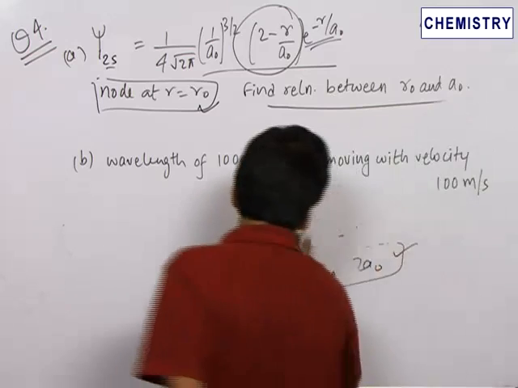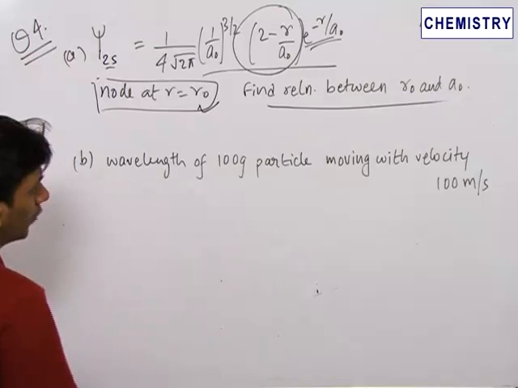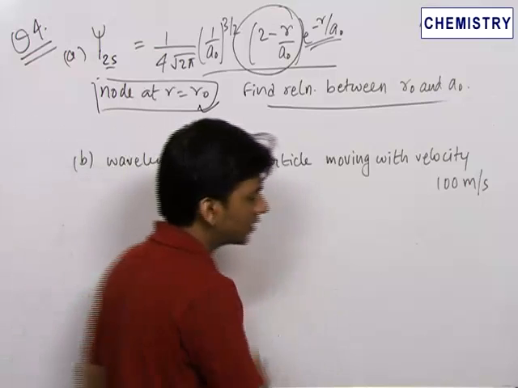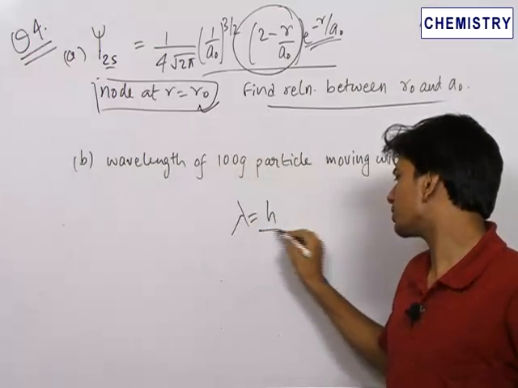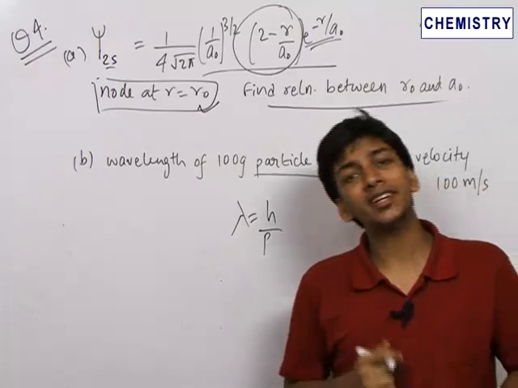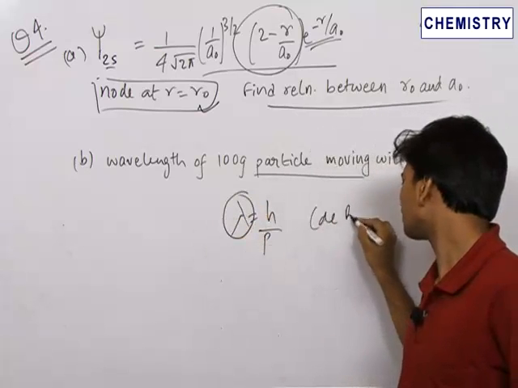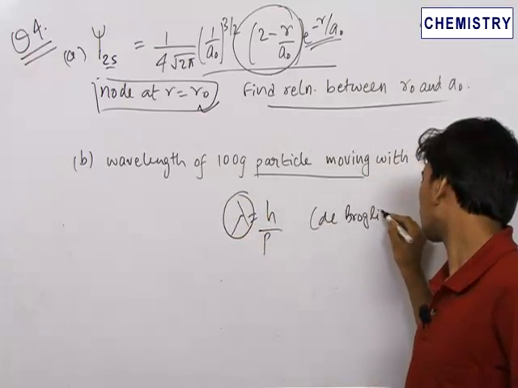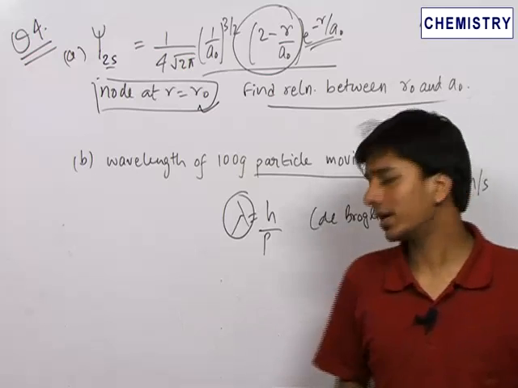Now in the second part, we have been asked to find the wavelength of a 100-gram particle moving with velocity 100 meters per second. This is another simple part. You must know that lambda is equal to h upon p. That is, a moving particle can also be treated like a wave whose wavelength is found by this formula, that is de Broglie's formula.